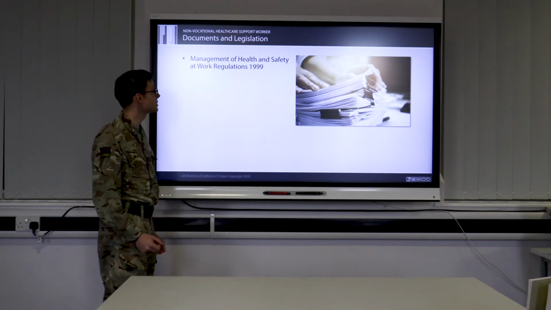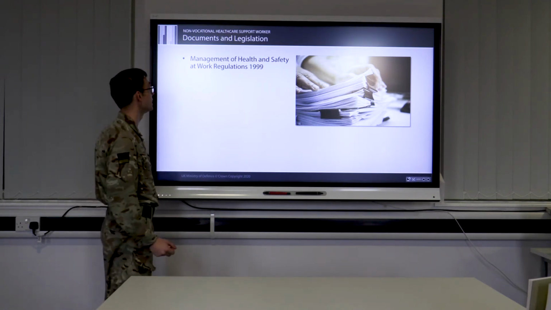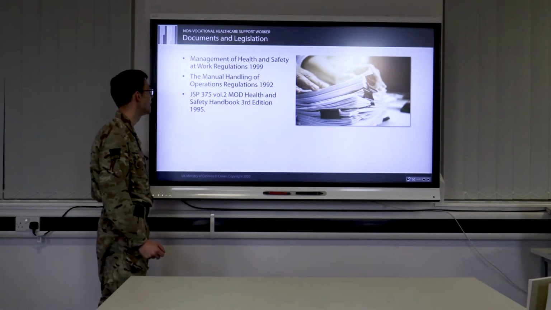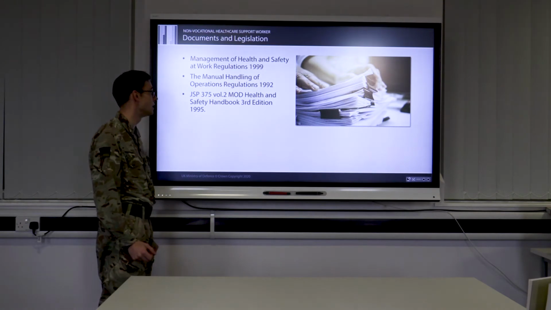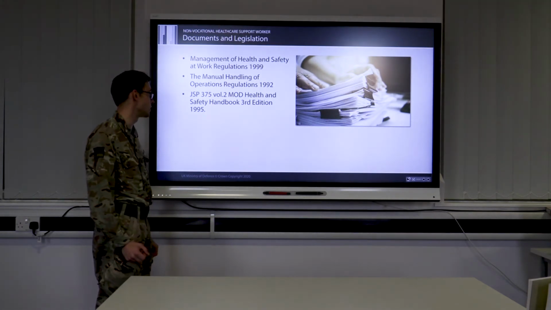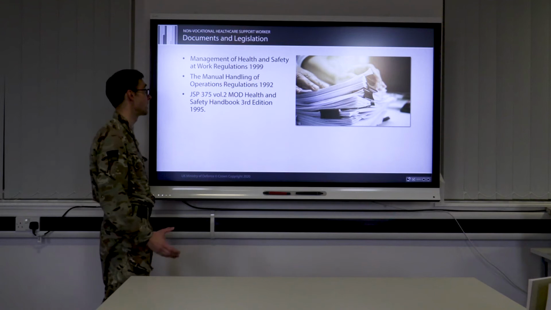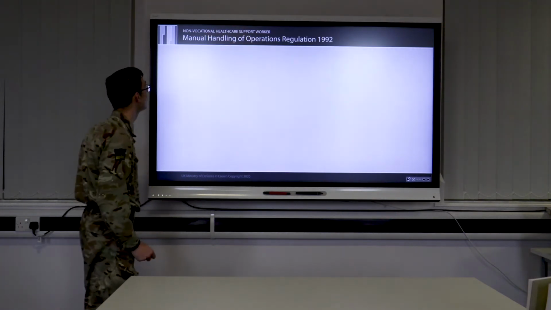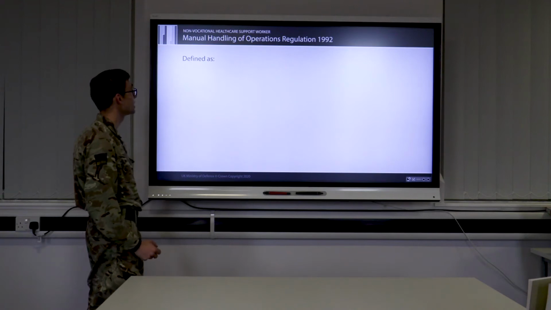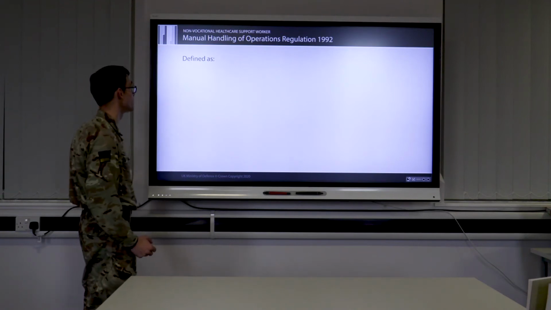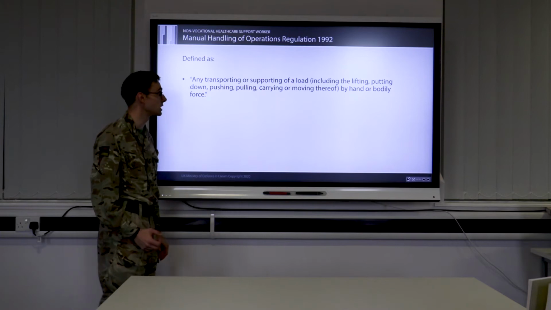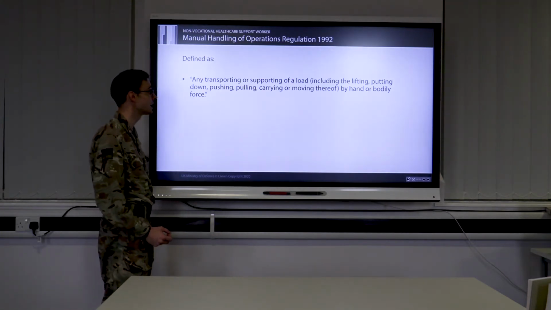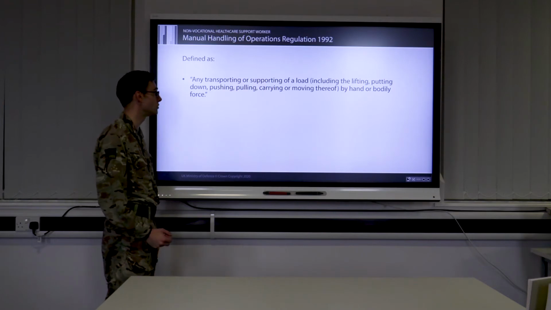The Management of Health and Safety at Work Regulations 1999, the Manual Handling Operations Regulations 1992, and JSP 375 Volume 2, the MOD Health and Safety Handbook 3rd edition 1995, are all legislative and documentary guidelines for moving and handling. The Manual Handling Operations Regulations 92 define manual handling as any transporting or supporting of a load, including the lifting, putting down, pushing, pulling, carrying or moving thereof by hand or bodily force.